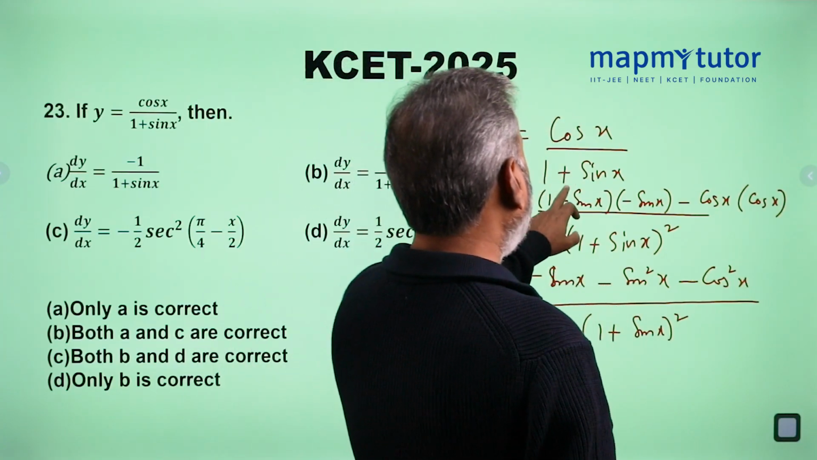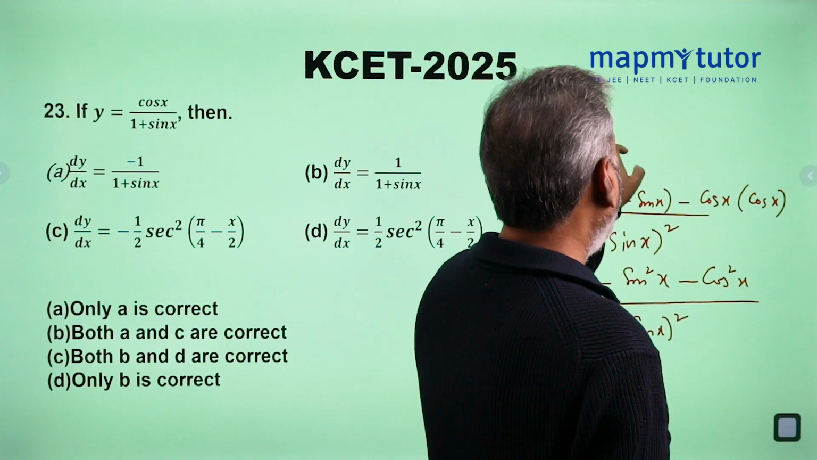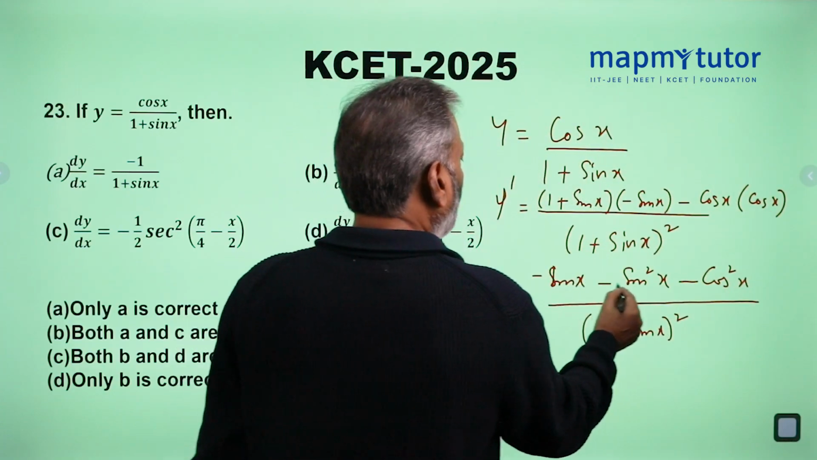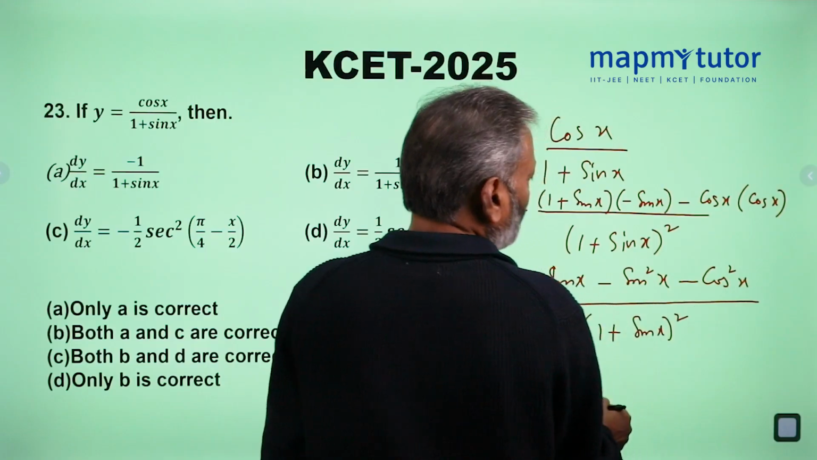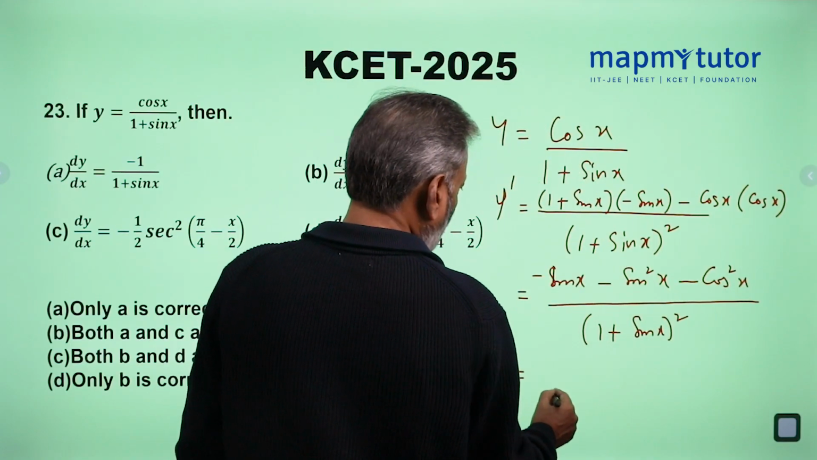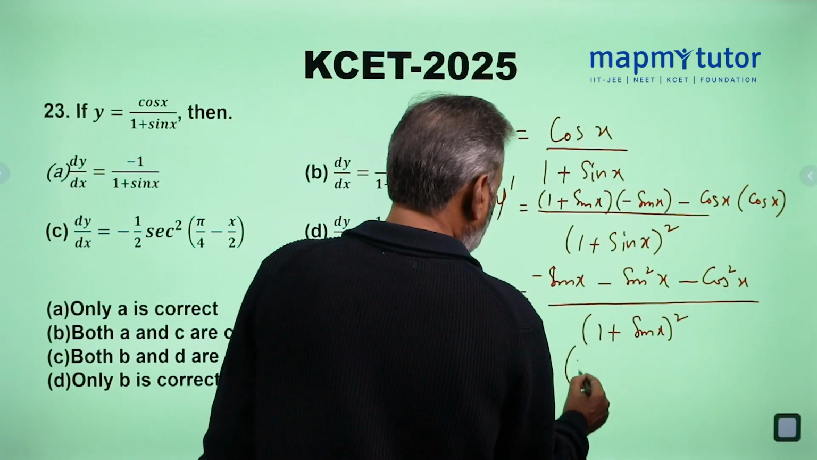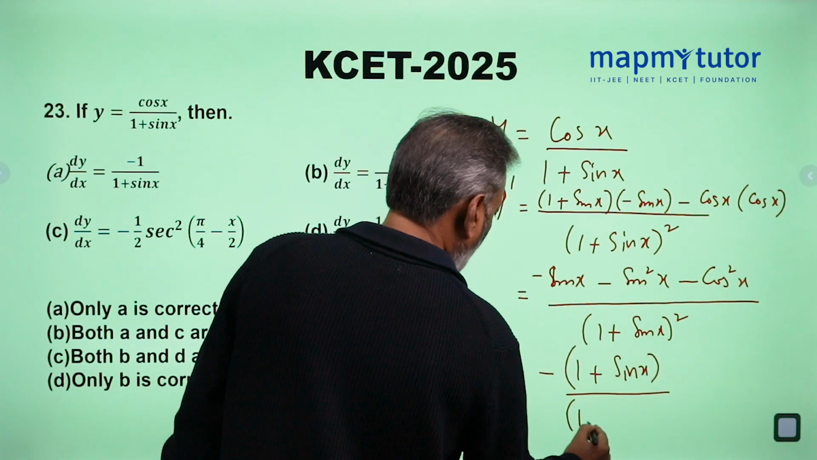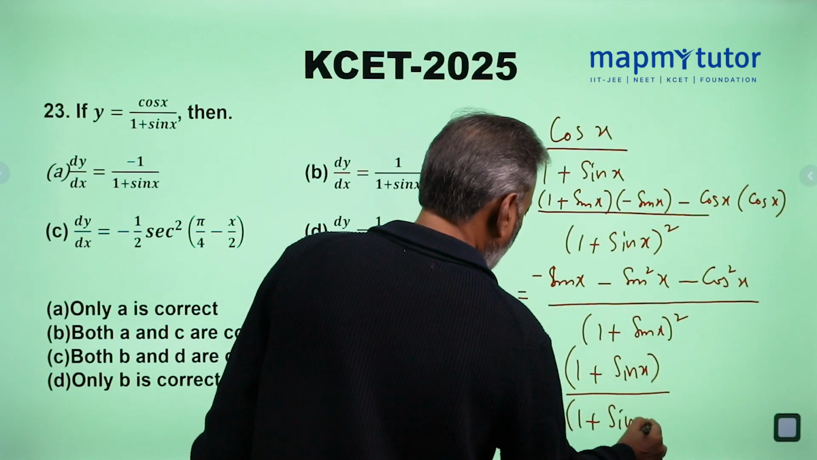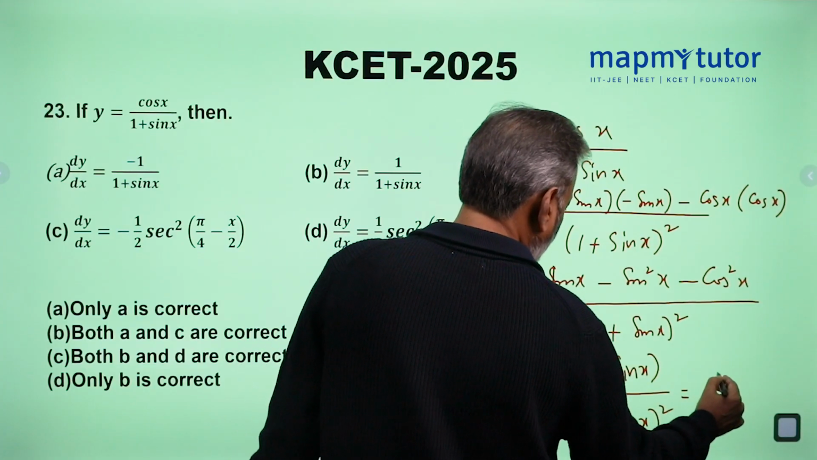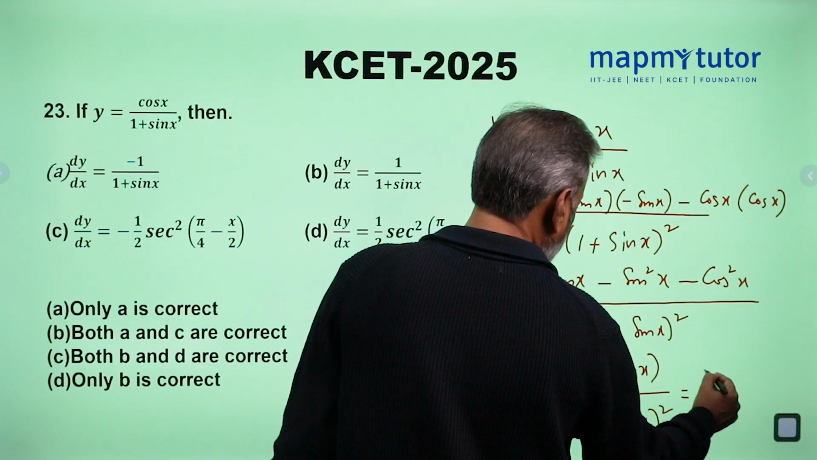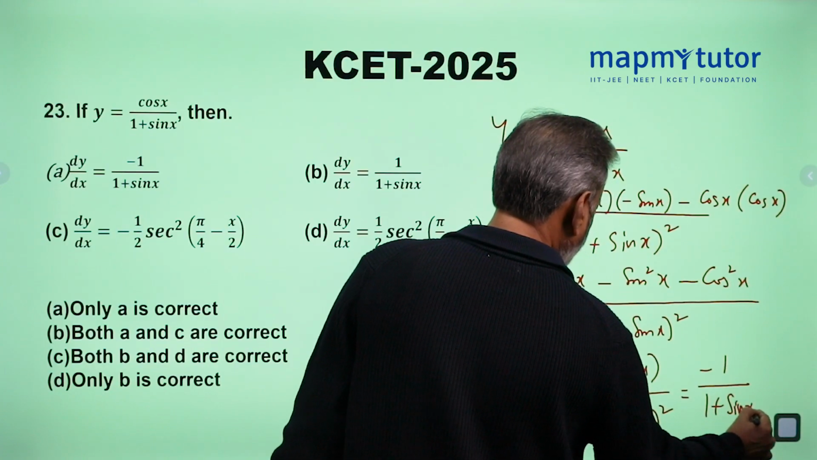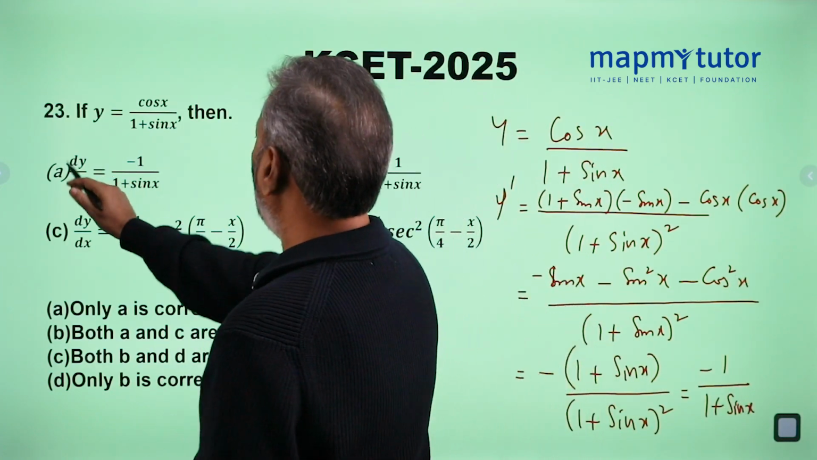So 1 plus sin x into minus sin x minus cos x into 1 plus sin x derivative, cos x only. Yes. So what is minus sin square minus cos square? Minus 1, 2. Therefore, I'll get minus of 1 plus sin x in the numerator and 1 plus sin x whole square in the denominator. So it will be what? Minus 1 by 1 plus sin x. I got the first option.